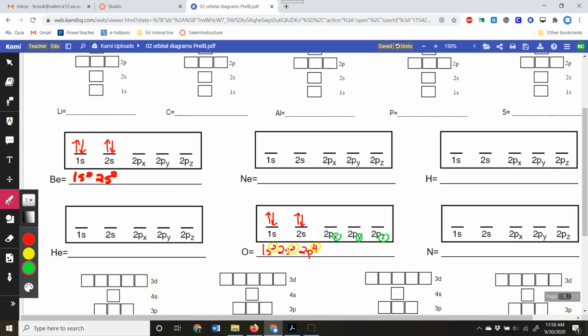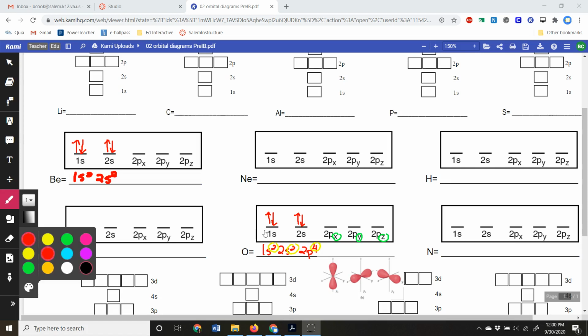Remember that the p sublevel has 3 p orbitals. They're all looking the same, they're just on a different axis. I've added this image here where we have the 3 p orbitals. They're just all on a different axis, for example, the x, y, and z axis. They're all the same size, the same shape, the same energy. They're just on a different axis. So if you wanted to, you could actually take this x, y, and z and just black it out. It really doesn't make any difference. We just know that there's 3 p orbitals in the p sublevel.